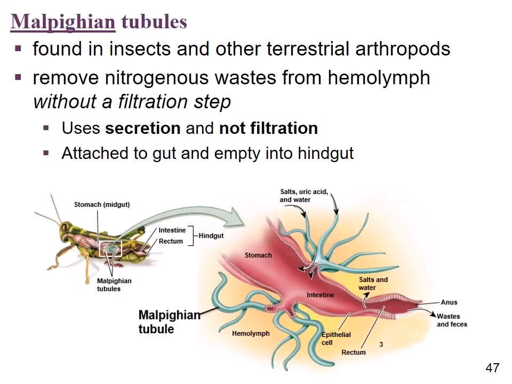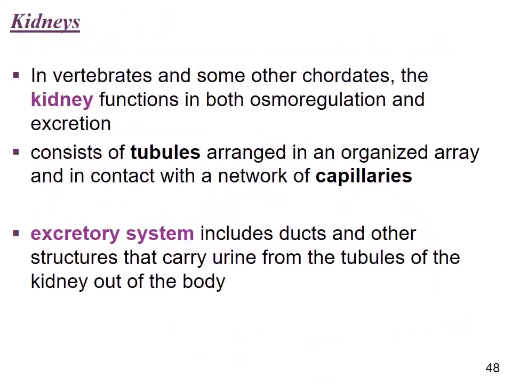The Malpighian tubules are found in insects and other terrestrial arthropods. They help to remove nitrogenous waste from the hemolymph. The hemolymph is the extracellular fluid in organisms with an open circulatory system. So they're removing nitrogenous waste without a filtration step. Instead, they use secretion, and these tubules are attached to the gut and empty directly into the hindgut, which is then going to leave the organism with feces.